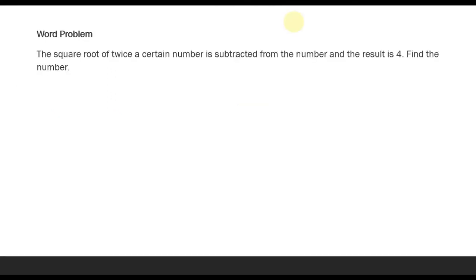Word problem. The square root of twice a certain number is subtracted from the number and the result is 4. Find the number. So first, let us translate our statement. The square root of twice a certain number. So this means we're going to have a square root of twice a certain number. We're going to assign x for that certain number. So that is 2x. It means we're going to multiply it by 2.